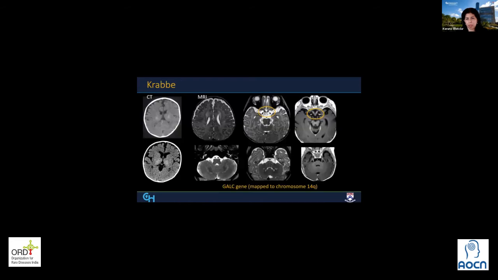Krabbe's disease is another disease. Now here it also has a gene identified, and in this condition you get hyperintensity in the thalami and basal ganglia, and the findings are of enlarged optic nerves and also other cranial nerves, which can also enhance.